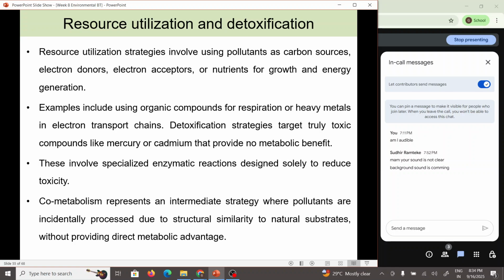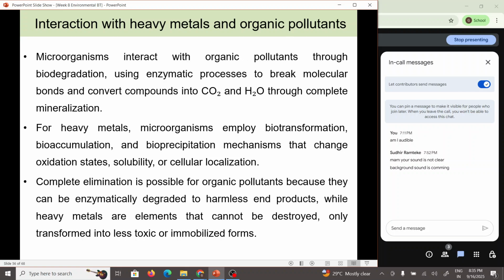So three concepts are resource utilization, detoxification and co-metabolism. In co-metabolism, the organism does not have any benefit by transforming the contaminant, but it does so because it is chemically similar to another compound which is very useful to the growth of microorganisms. That is the co-metabolism concept. And now we will see about how the microbial interaction with heavy metals and organic pollutant is there.